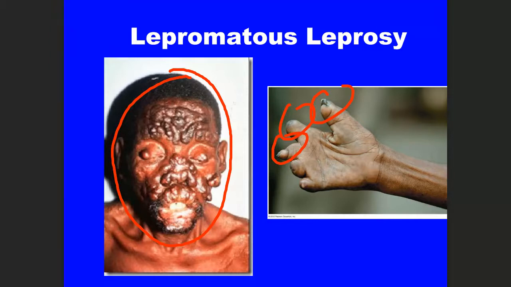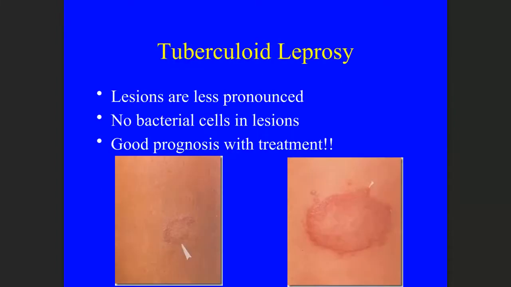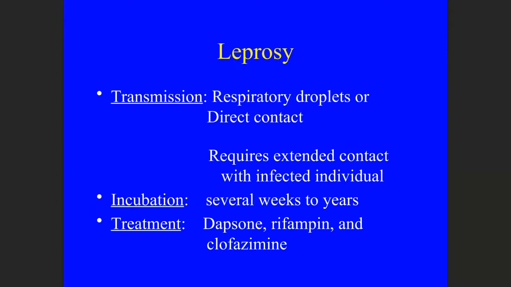So that is the worst form of tuberculosis. The other form of tuberculosis actually has a better prognosis. It's called the tuberculoid form. And it's still spread the same way through contact with an infected individual, but the lesions are much less severe. Here you have these little patches that don't have the bacteria. It's just kind of an inflammatory reaction against it. But this one with treatment has a pretty good prognosis.